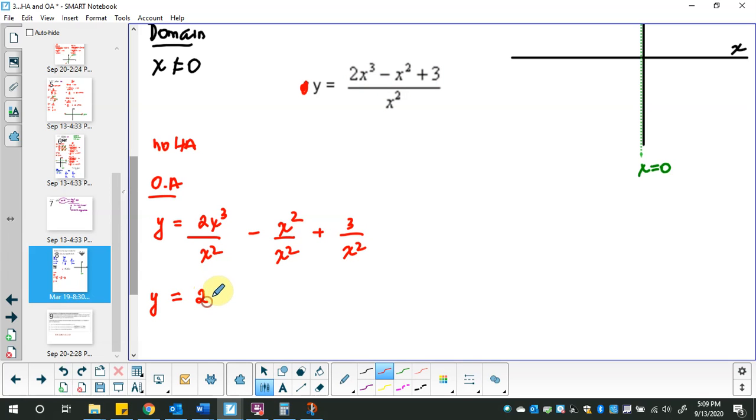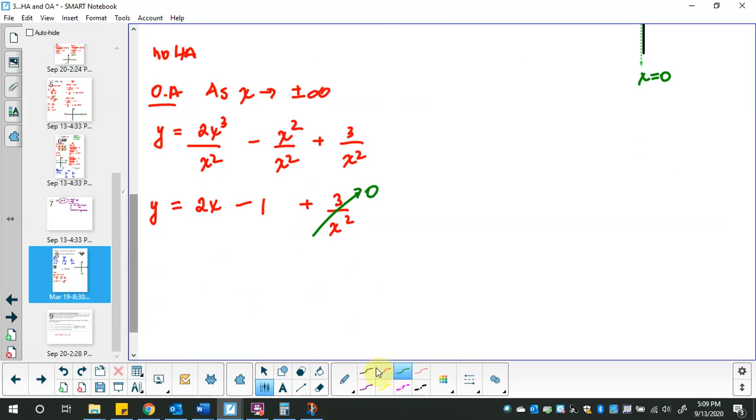Clean this up. Did you notice what's missing? So that this part is 0, and you end up with an oblique asymptote of y equals 2x minus 1. Now we're going to have to do a test.